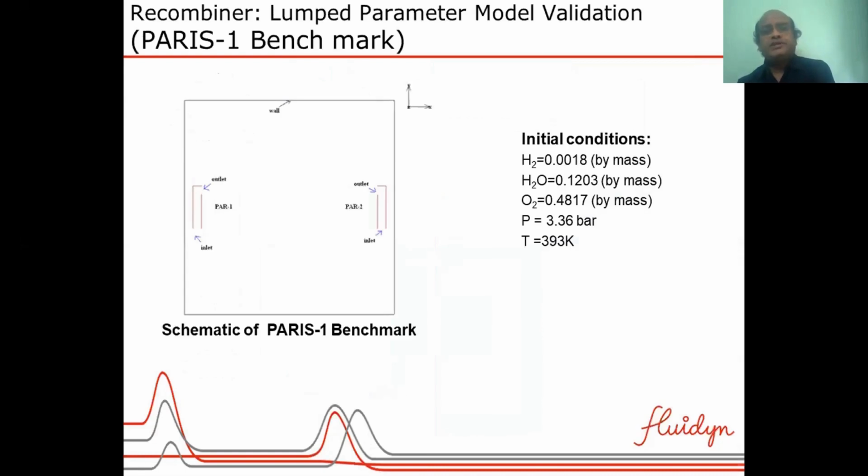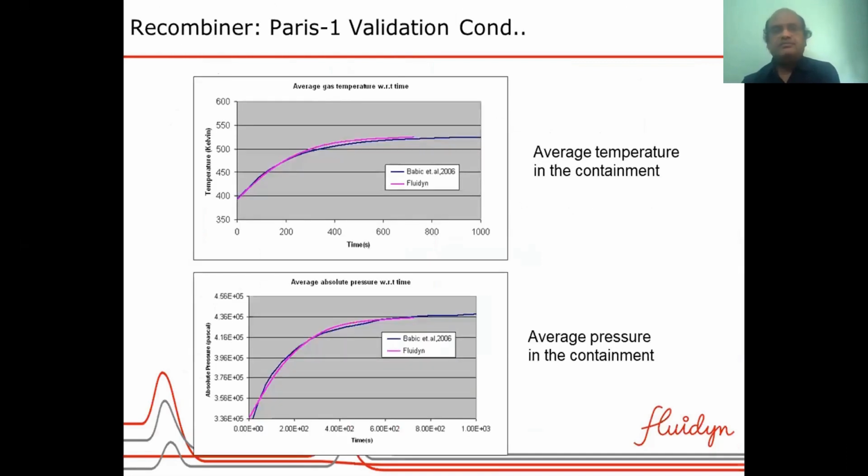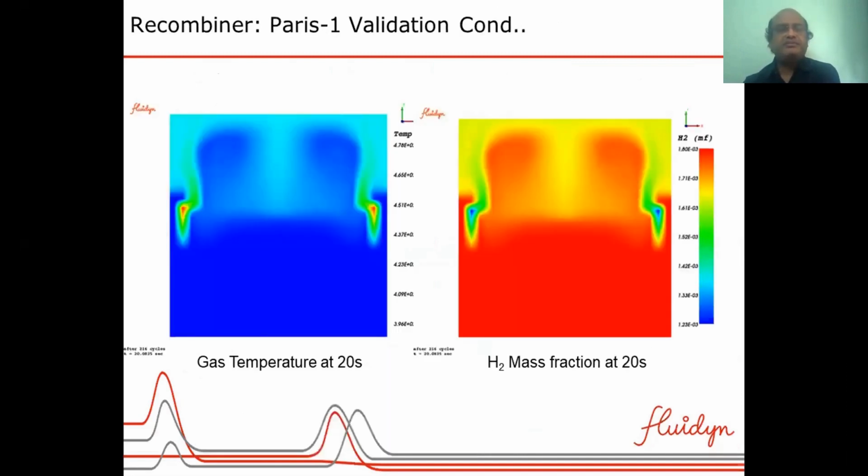And further, these models were validated against various other benchmarks, because this particular model is now used in various countries, not just in India. You can see the effect of placing a hydrogen recombiner in an environment with hydrogen. The temperatures are high and it gets distributed.